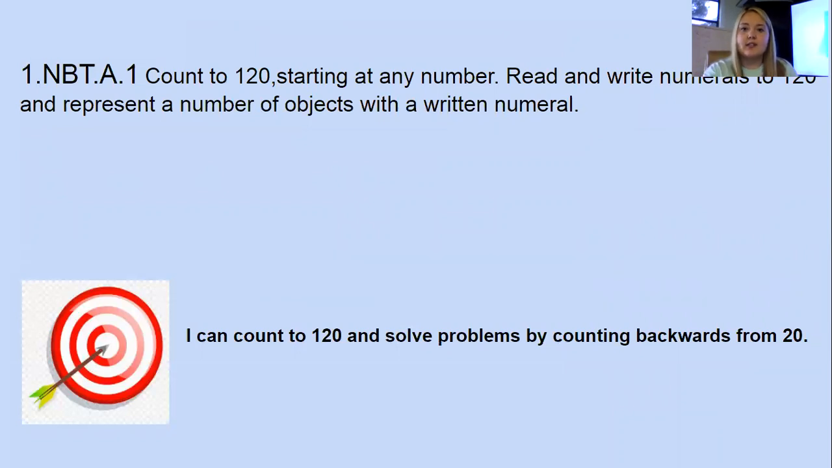All right, friends, let's talk about our clear learning target for the day. The clear learning target is, I can count to 120 and solve problems by counting backwards from 20. Can you say that with me? Let's say it together. I can count to 120 and solve problems by counting backwards from 20. Nice work.